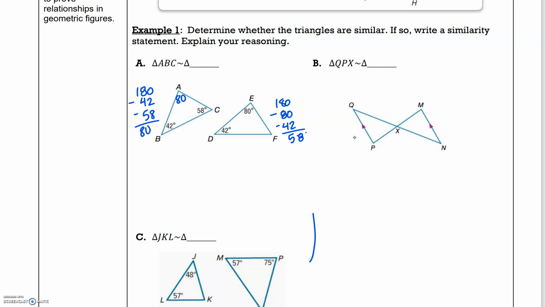So we do have similar triangles, so we're going to label A again matches up with E, B matches up with D, and C matches up with F. And then by angle, angle, similarity.